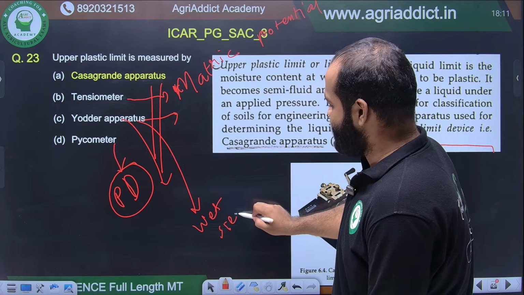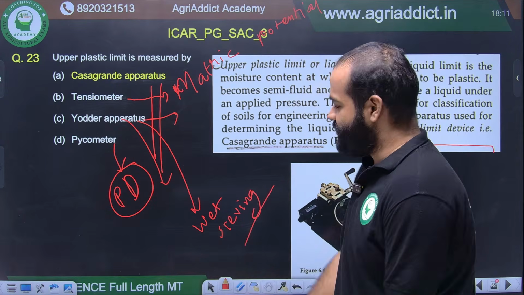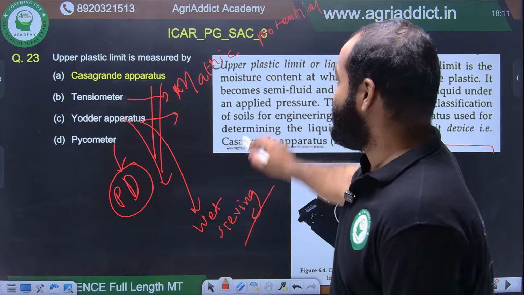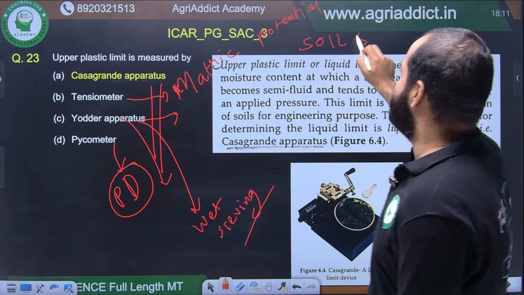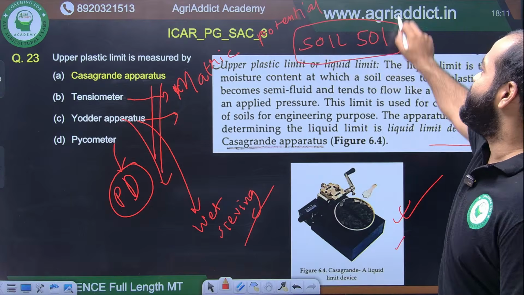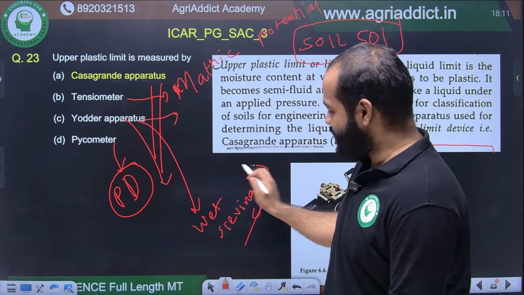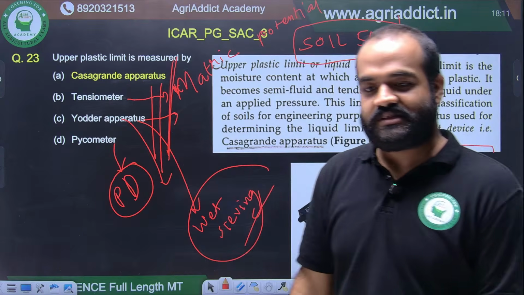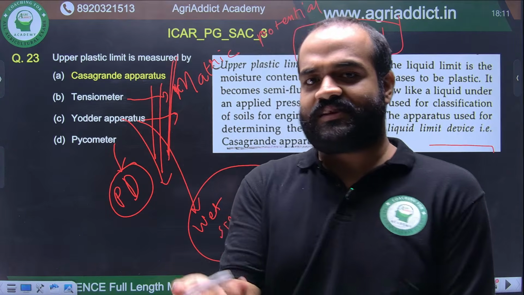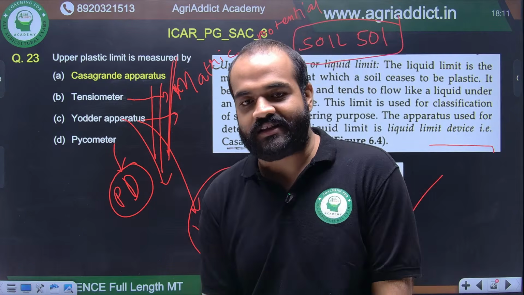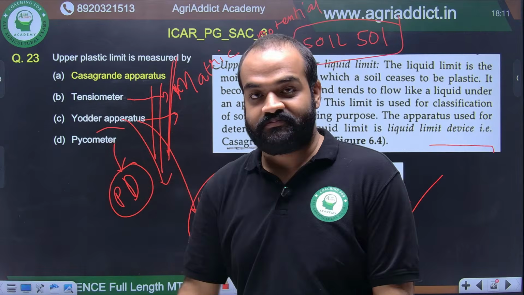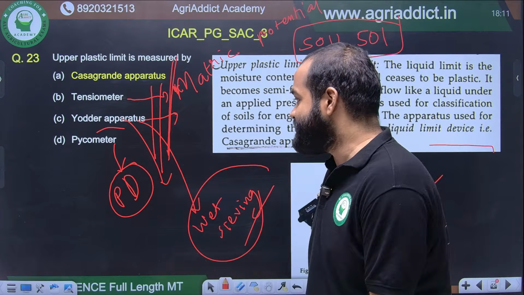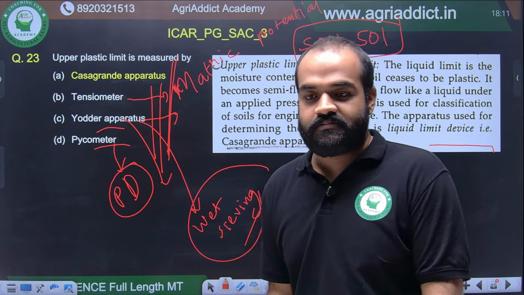We do aggregate analysis. When you come to your MSc, just after entering you will have a course called Soil 501, right? Soil 501 is soil physics. In that you have to do practicals of all of these instruments. Casagrande apparatus, tensiometer, I think all of you have done in UG also. They make you do that in UG too. Yoder apparatus you will see, and you will have to work on it. You will have to do the aggregate size analysis, and pycnometer also you can use for measuring particle density.